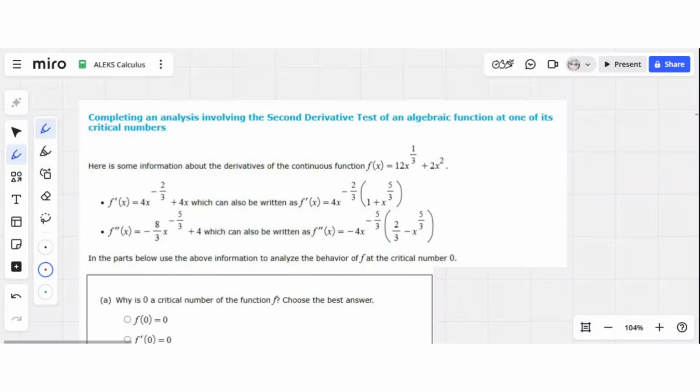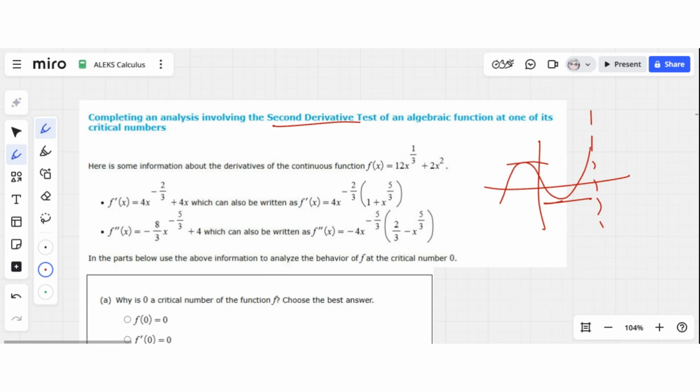In these problems, we are using something called the second derivative test to look at a function at one of its critical numbers. And just as a reminder, where are critical numbers on a function? Well, it's where the slope of the tangent line is 0, and that might be a local max or a local min, or it's where the function itself is undefined. Those are types of critical numbers in a function.